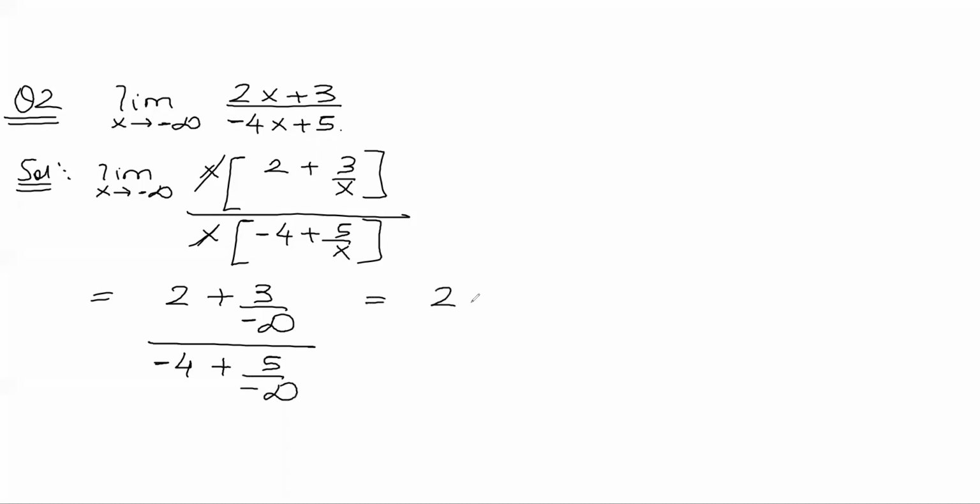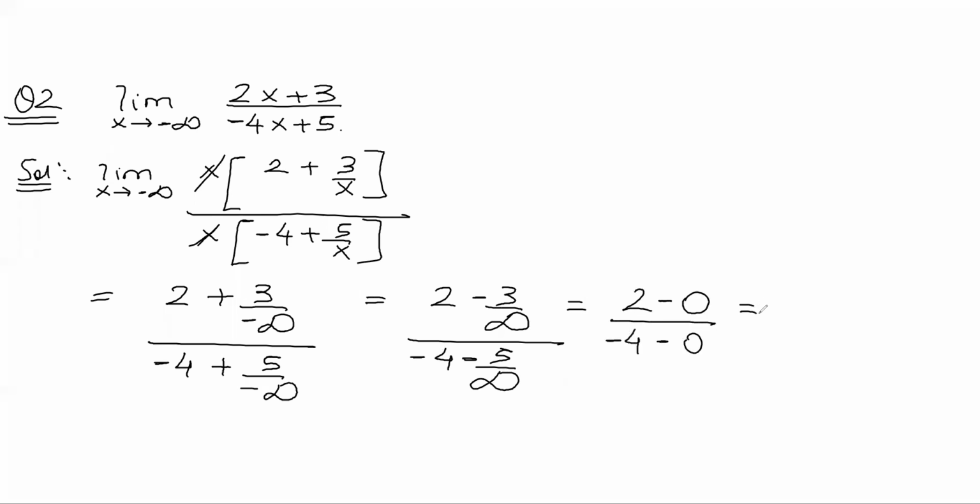This I can write as 2 minus 3 upon infinity upon minus 4 minus 5 by infinity. Anything upon infinity is 0. So my answer is 2 upon minus 4, which is minus half. This is my final answer. So you can see, since the degree of the polynomial in the numerator is same as that of the denominator, you are getting a constant.